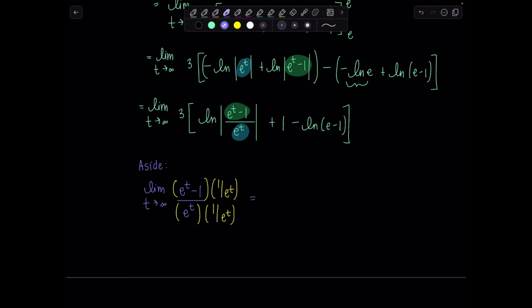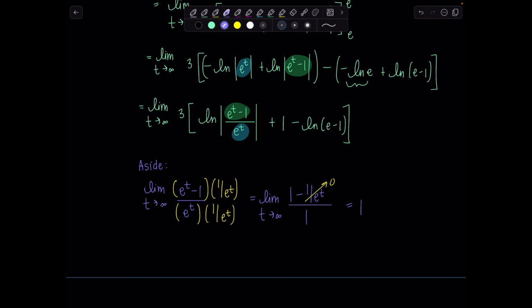And then what do we have here? The limit as t approaches infinity. In the numerator, I'll have 1 minus 1 over e to the t, and then just a 1 in the denominator. As t gets very, very large, e to the t is getting very, very large. So 1 over e to the t is going to 0. And then all I'm left with is 1 divided by 1, so that's 1.